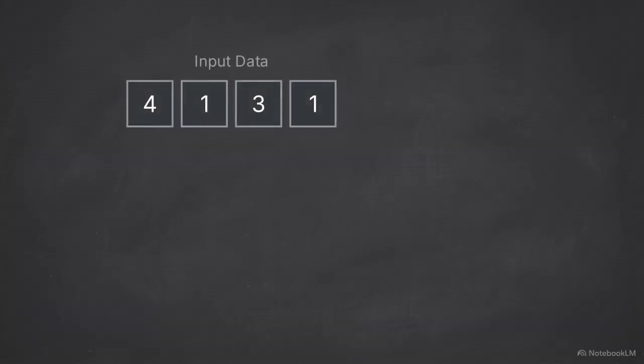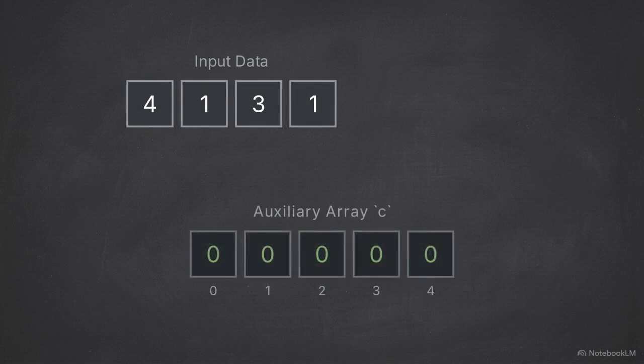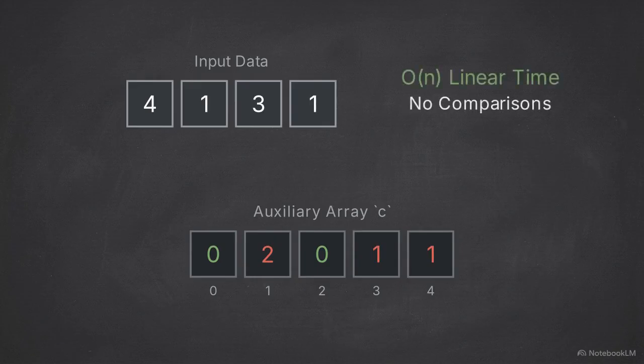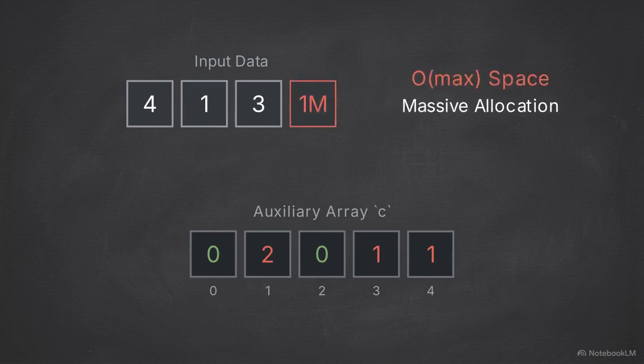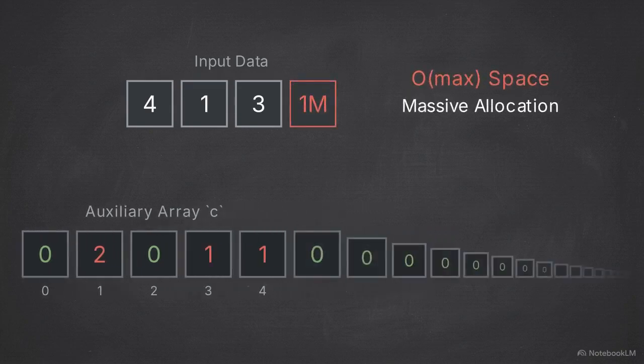The code generates a separate auxiliary array, defined as C, scaled to the largest number in the dataset. As it iterates through the input, it maps each value directly to its matching index in array C, tallying the occurrences. No 2 input elements are ever compared against each other. Look closely at the trade-off. Linear execution time requires massive spatial allocation.